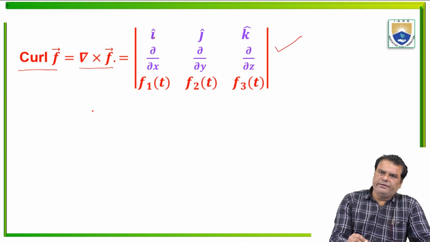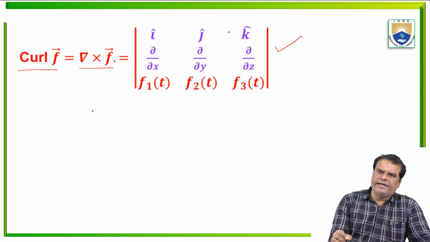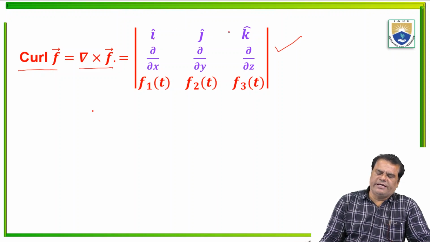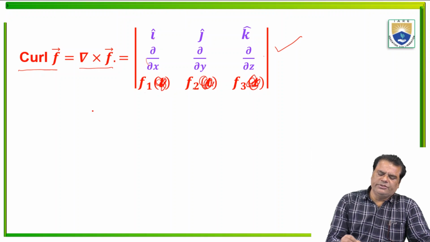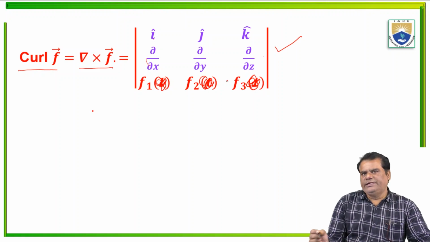So curl f equals del cross f, and del cross f is represented by a determinant. In the determinant, in the first row we write i, j, k, the unit vectors along x, y, z. The second row is ∂/∂x, ∂/∂y and ∂/∂z, the coefficients of i, j, k in del. The third row is f1, f2 and f3, which are functions of x, y, z. So this is known as curl f.